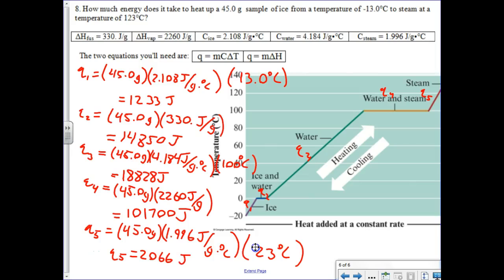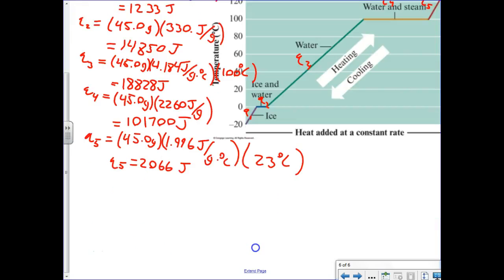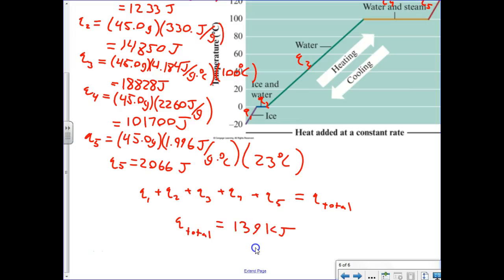Okay, those are the 5 individual pieces of this problem. Once we get all the pieces, we just add them up to get the total energy. So Q1 plus Q2 plus Q3 plus Q4 plus Q5 is going to equal Q total. Okay? And we get a Q total of, I think, 139 kilojoules. Or you could say 139,000 joules, right? But that's our final answer.